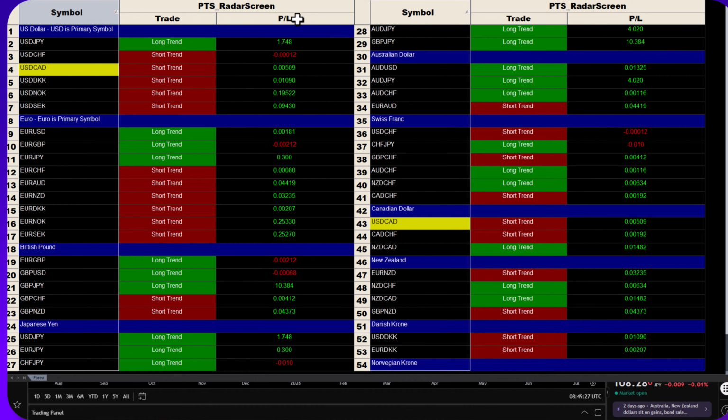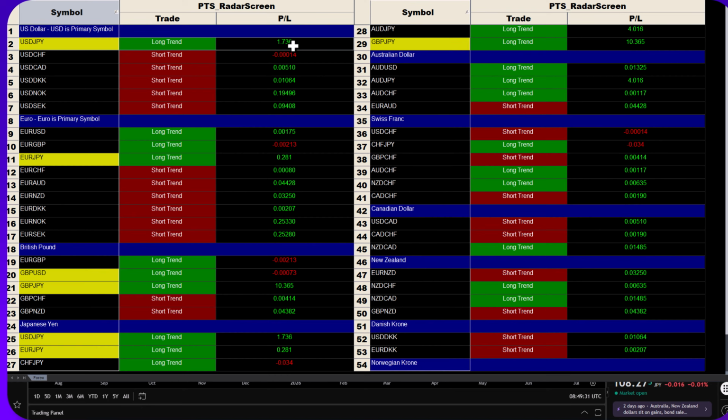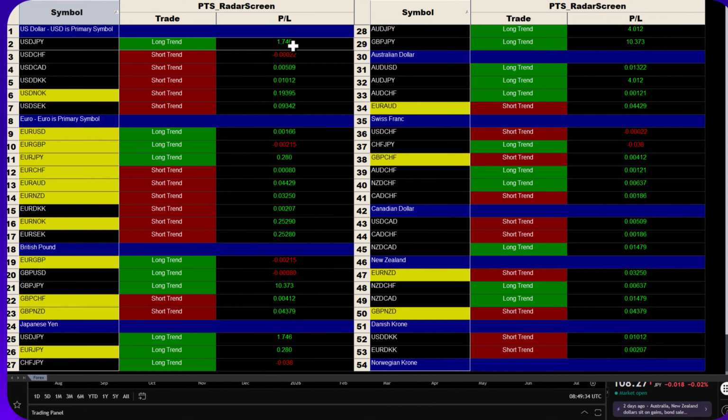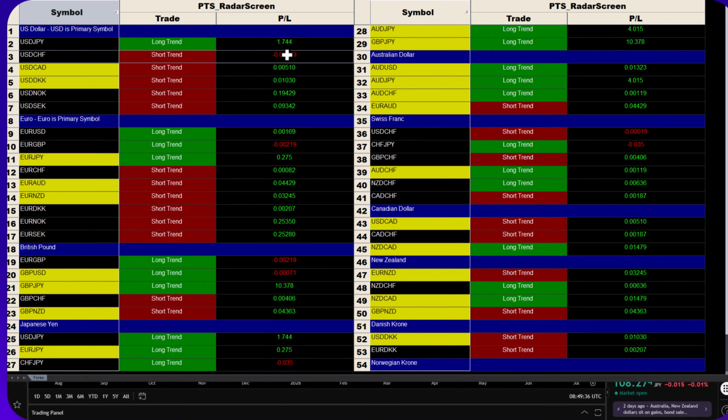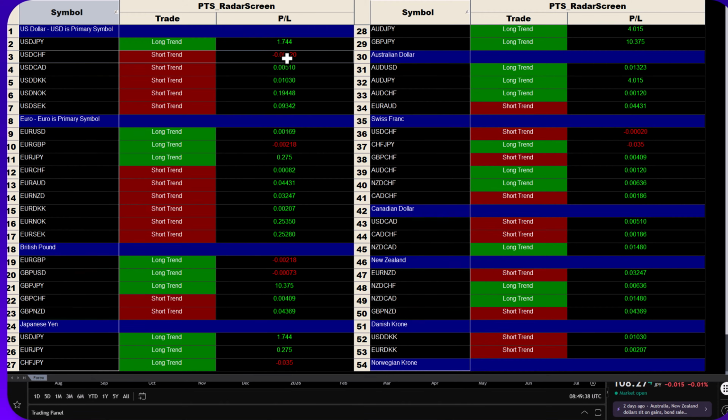On the right-hand side here's P&L. Okay, so this is the amount of pips it's making. If it's green, it's in profit. If it's red, it's losing that amount of pips. Okay, so really simple to understand.